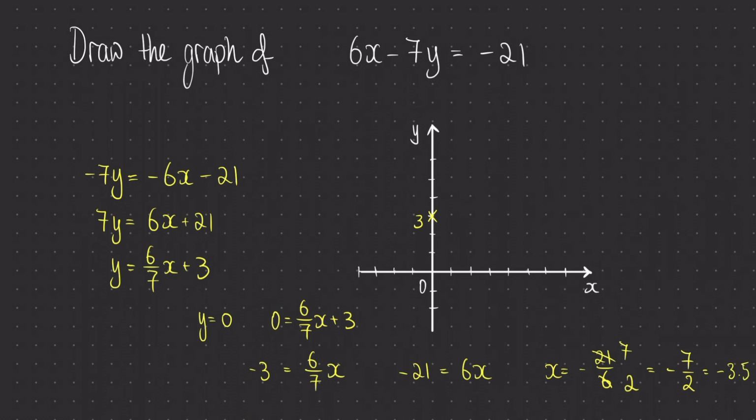Okay, so let's pop that on there, minus 3.5. It's about here. Okay, and let's draw now our straight line. Okay, and there we go. That is our straight line of the graph 6x minus 7y equals minus 21.